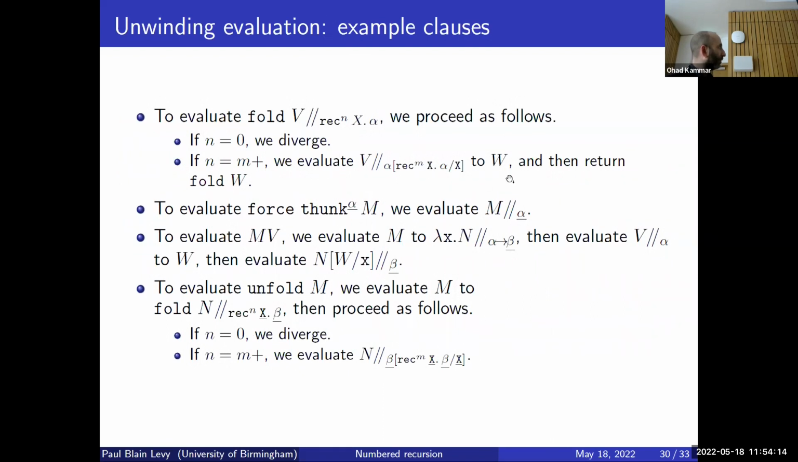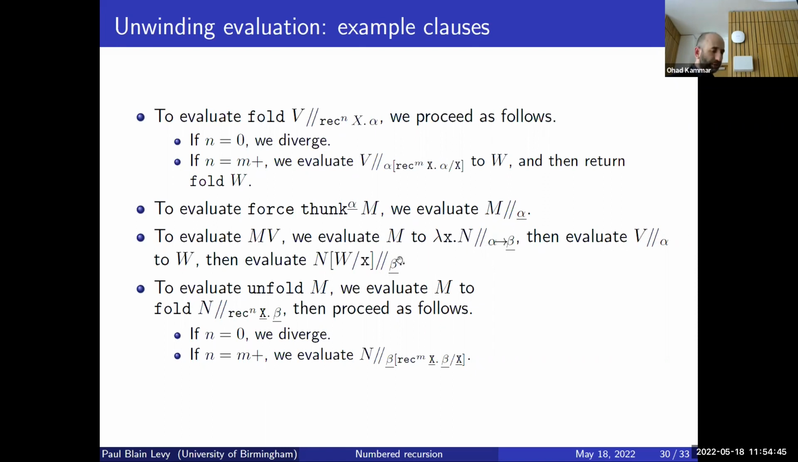So here are some example clauses. This is from the first part of the interpreter. To evaluate a folded value, we look at n and either it's 0 or it's a successor, and we behave accordingly. To evaluate force thunk, we just evaluate m at the cap. Remember that thunk has a cap associated to it. To evaluate an application, we're going to get out a terminal with a cap, that we then know to evaluate the value on the specified cap. And then finally, we're evaluating beta.